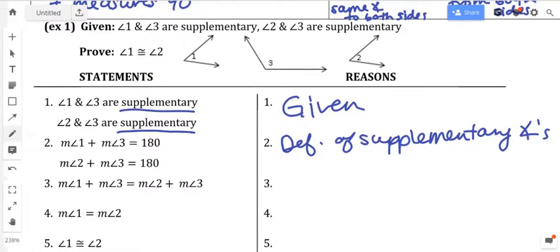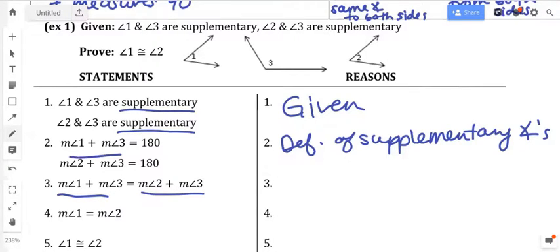Okay, so that's number 2. How do we know they add to 180? Because we know the definition of supplementary. Now looking at number 3, we have angle 1 plus angle 3 equals the measure of angle 2 plus the measure of angle 3. So how do we know that 1 plus 3 equals 2 plus 3? Well, up in step 2, they're both equal to 180.